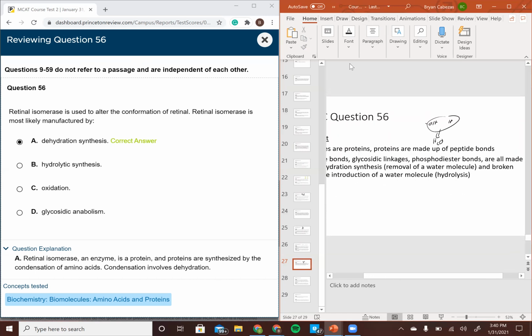So that's the correct answer. This is really just a terminology deal. Do you know what dehydration synthesis is? Yes. Can you tell that retinol isomerase is a protein due to the fact that it's an enzyme? Yes. And then you can answer it.